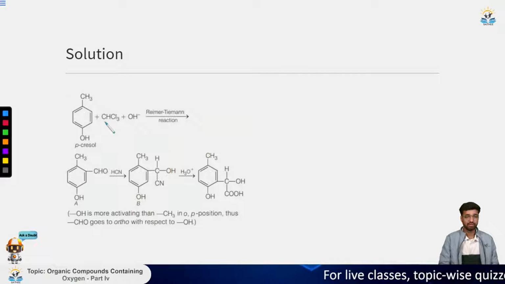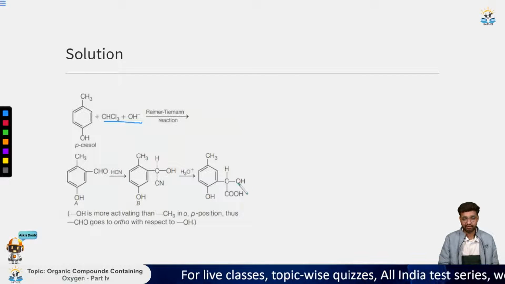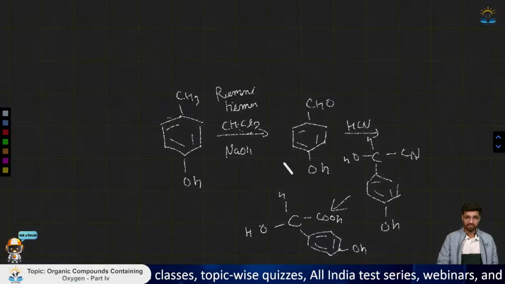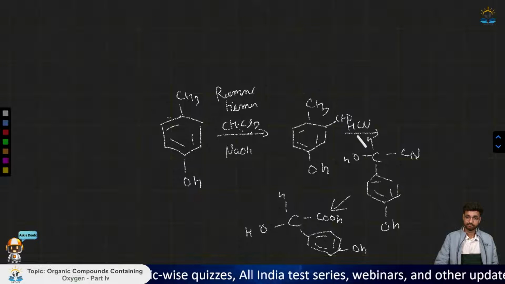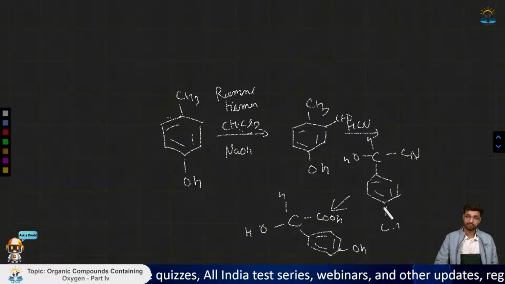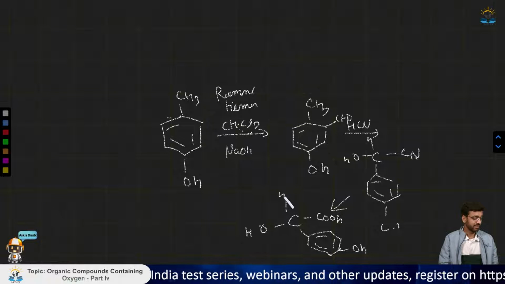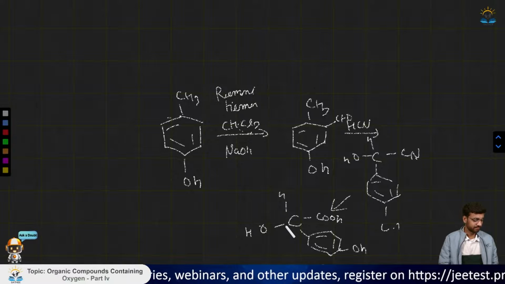So this is the thing. First is the Reimer-Tiemann reaction, which will give you this product. Then upon addition of HCl, we will get an intermediate. Then its hydrolysis gives us this final product. Sorry for this. So it will add on here. Correspondingly, you will get your carboxylic acid at the ortho position to this CH3.